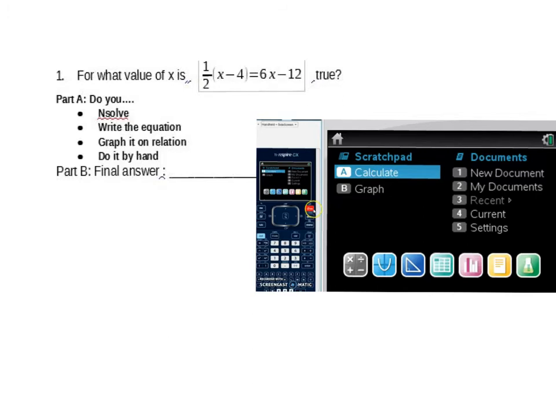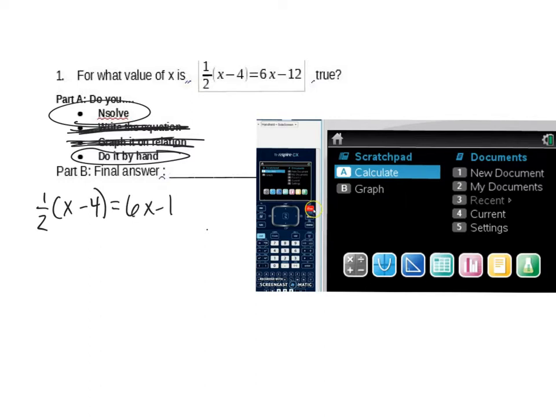All right, problem number 1. For what value of x is 1/2 x minus 4 equal to 6x minus 12? Well, on this problem, we can do nSolve, but first we're going to do it by hand. So we don't need to worry about writing the equation. We can't graph it on relation because it's an equal sign. So we're going to do nSolve and do it by hand. So I'm going to write 1/2 x minus 4 equals 6x minus 12. On your paper, you need to write this down.